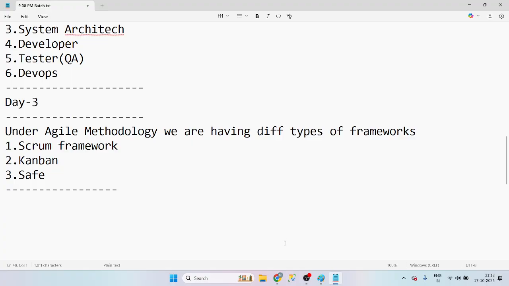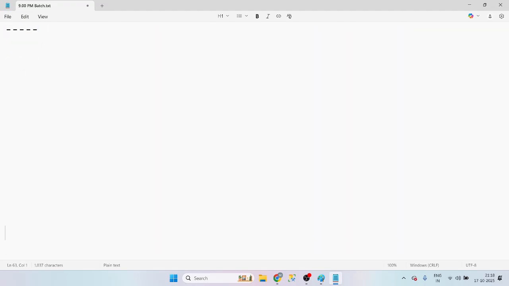Okay. So today is going to be day 4. Today we are going to complete the Scrum framework, and we are moving to the next concept, the four values and 12 principles. We are going to call it the manifesto.